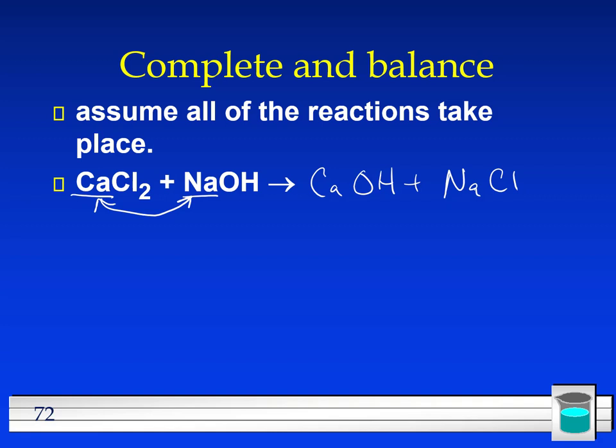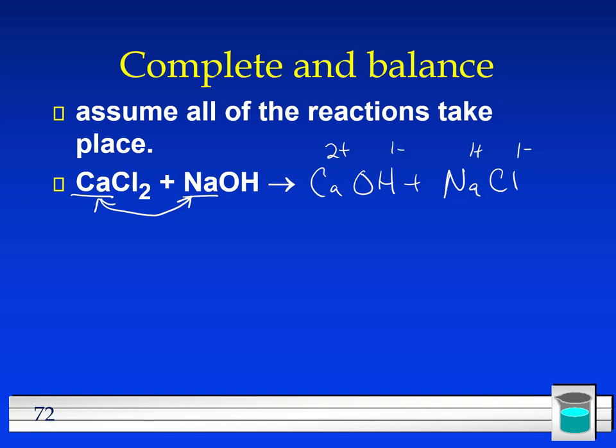Figure out the little subscripts. Na is in group 1A, so it's 1 plus. Cl, the halogen, is 1 minus. NaCl is the right formula. I look at the chart. Ca is in group 2A, it's 2 plus. OH is on my polyatomic ion list as 1 minus. That doesn't add up to 0.